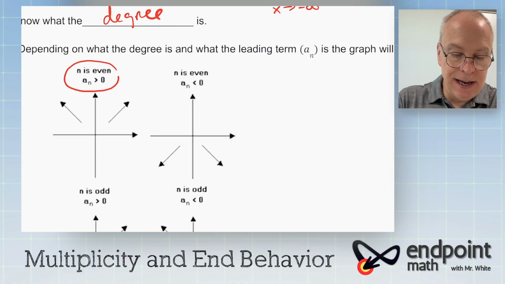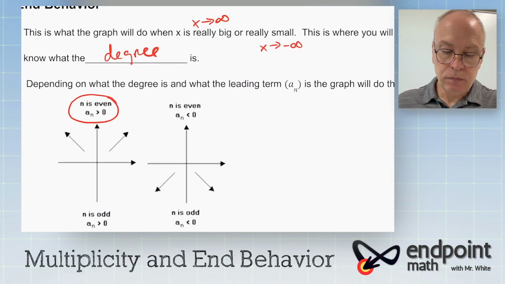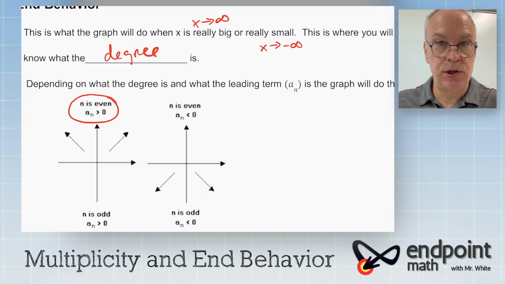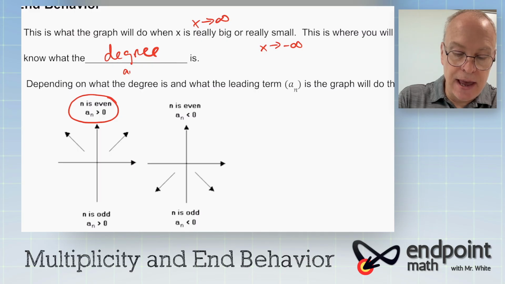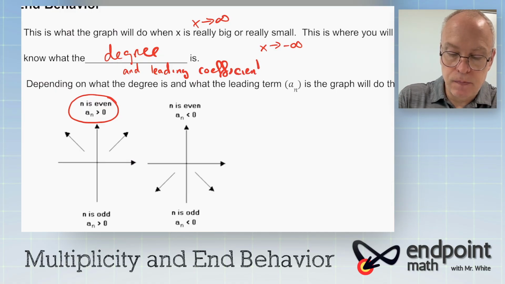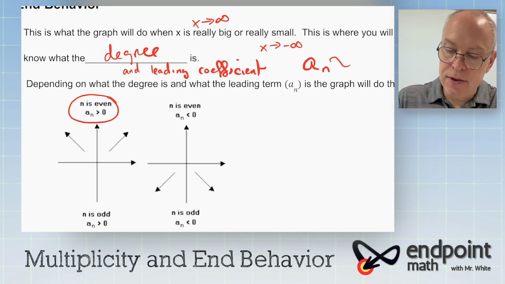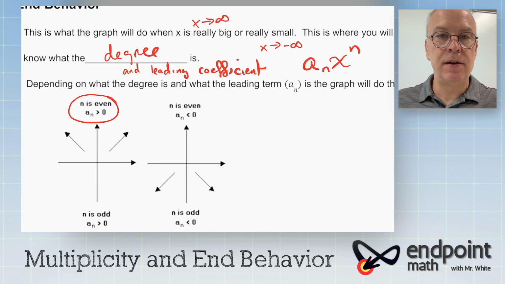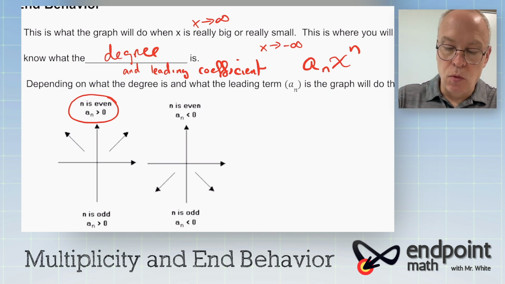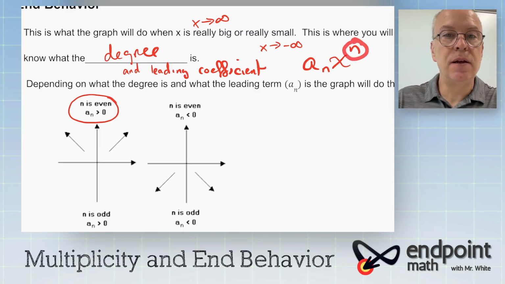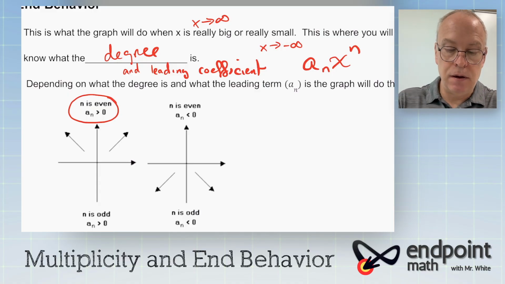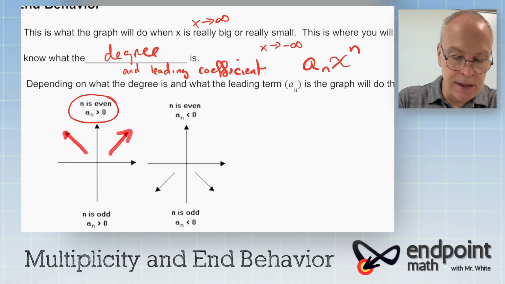So when the leading coefficient, let's add that in, and leading coefficient. So a sub n, x to the n. That's all we care about is that first term. So when the leading coefficient is positive and the exponent is even, our end behavior is like this.